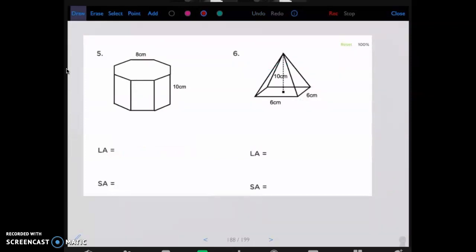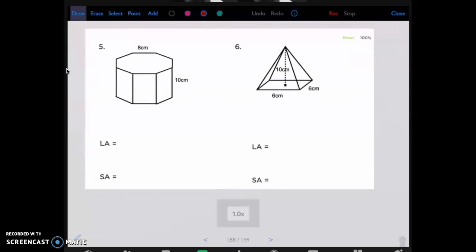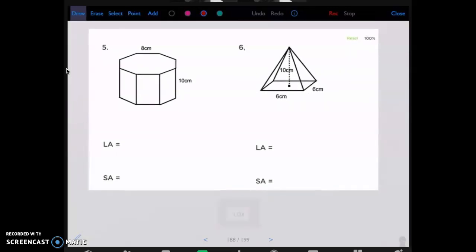Here we go. These two are tricky. These two are the toughest ones in the whole problem set, volume or surface area. So to find the lateral area, it's going to be perimeter of the base, which is going to be, how many sides does it have? 1, 2, 3, 4, 5, 6, 7, 8. Oh no, it has 8 sides. So it's going to be perimeter of the base, which is 8 times 8, 64, times the depth, which is 10. So that's going to be 640.